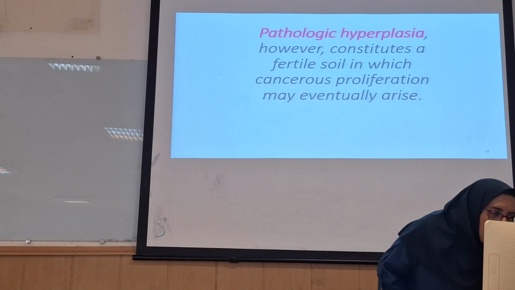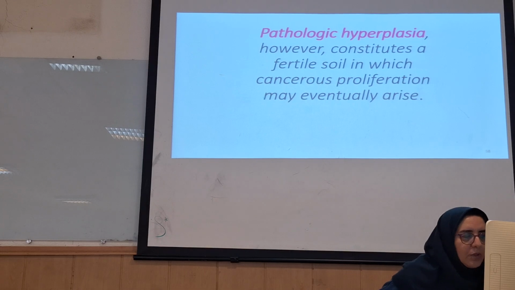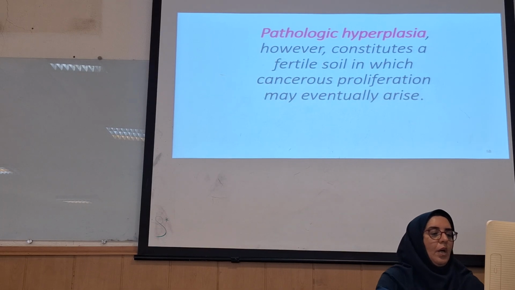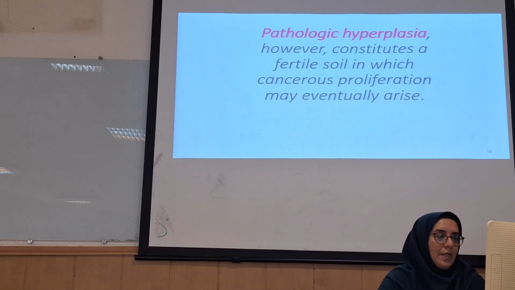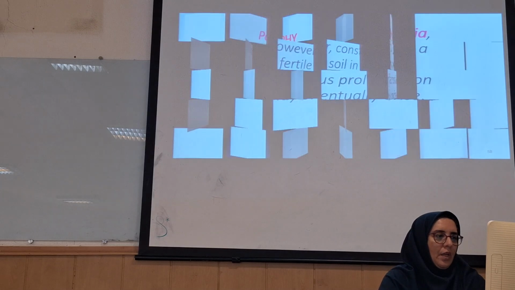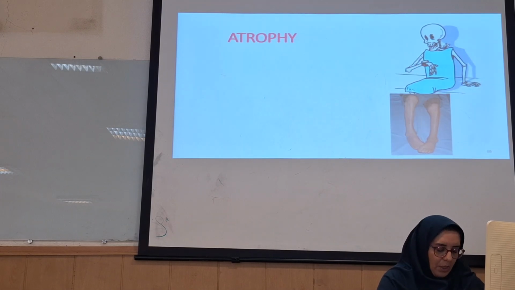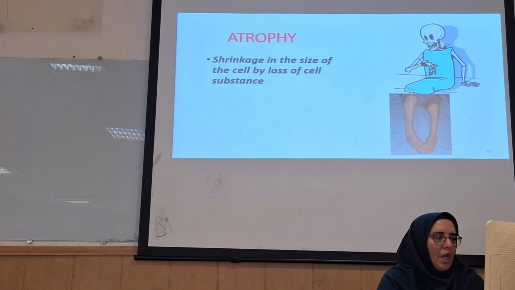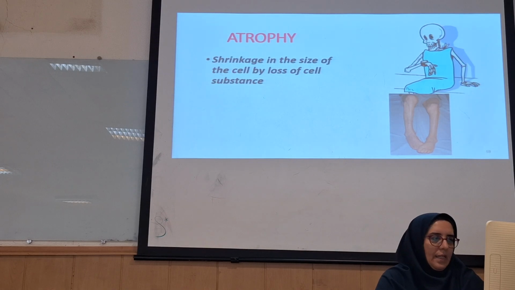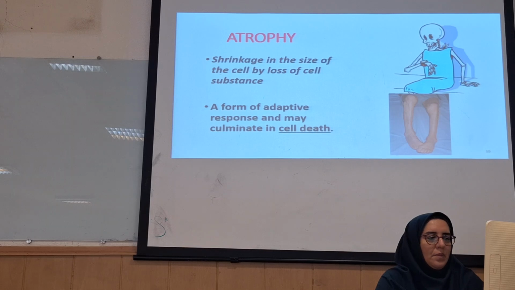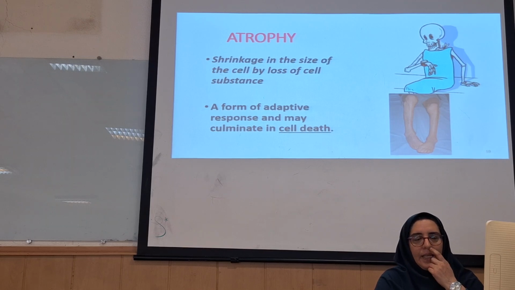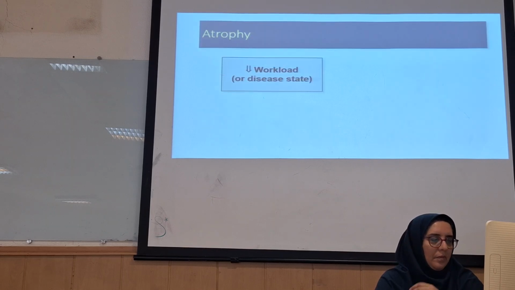Pathologic hyperplasia, as I tell you, is a fertile soil and susceptible to cancerous proliferation if untreated. But what is atrophy? Shrinkage in the size of the cell by loss of cell substance, a form of adaptive response. And in some situations, before cell death, we have atrophy.